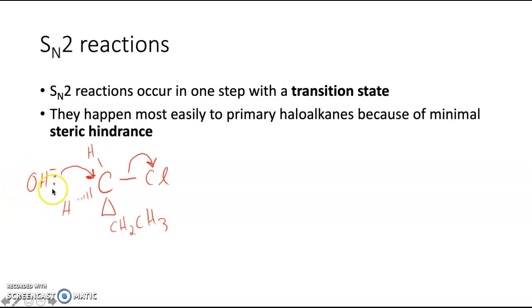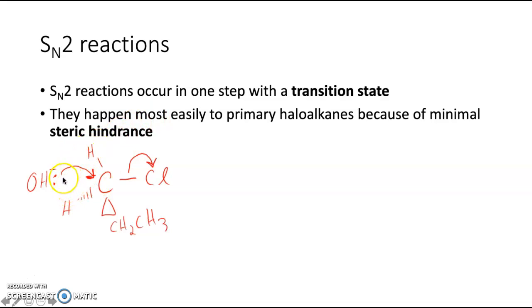So here is an example of a nucleophile. A hydroxide ion is a nucleophile because it has these unpaired electrons, which can be attracted to the nucleus of carbon, because we talked about carbon being a slightly positive pole in the dipole here.